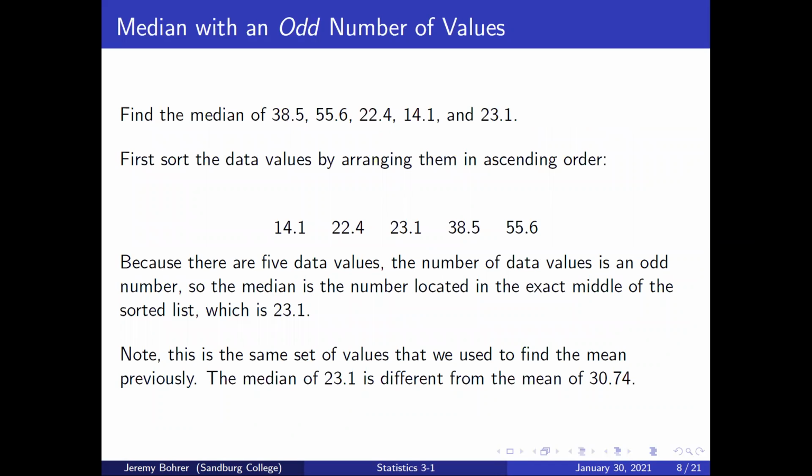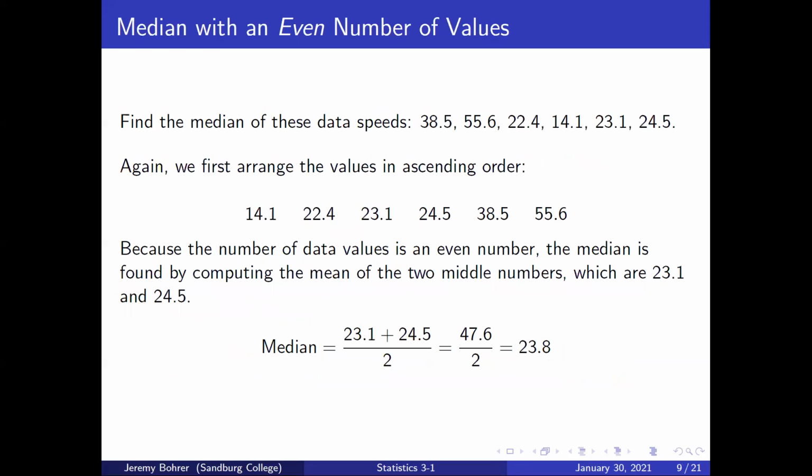Find the median of 38.5, 55.6, 22.4, 14.1, and 23.1. First, sort the data values by arranging them in ascending order: 14.1, 22.4, 23.1, 38.5, and 55.6. Because there are 5 data values, an odd number, the median is the number located in the exact middle of the sorted list, which is 23.1. Note, this is the same set of values that we used to find the mean previously. The median of 23.1 is different from the mean of 30.74.